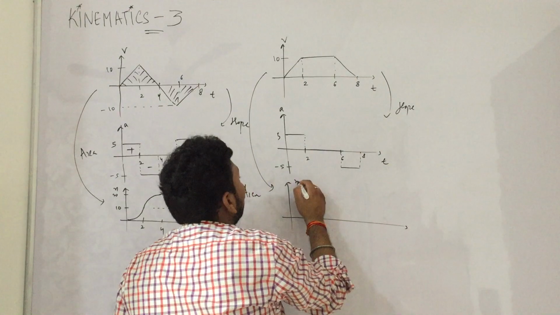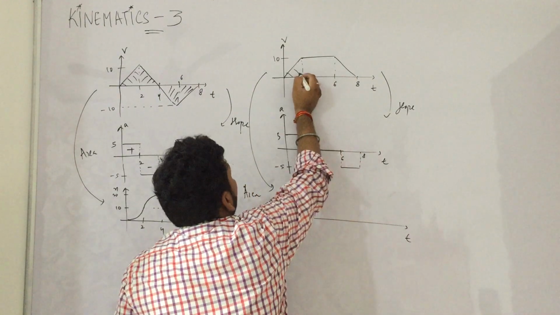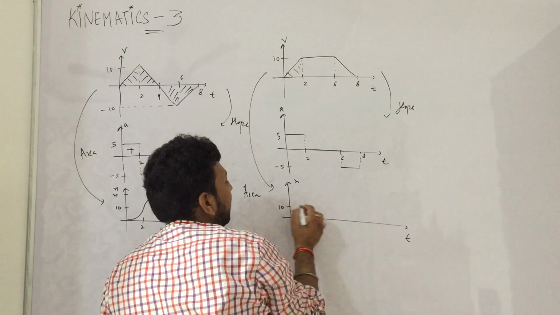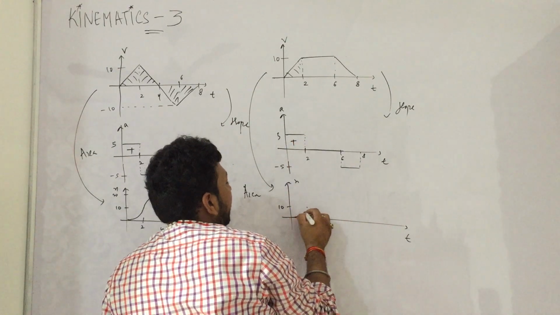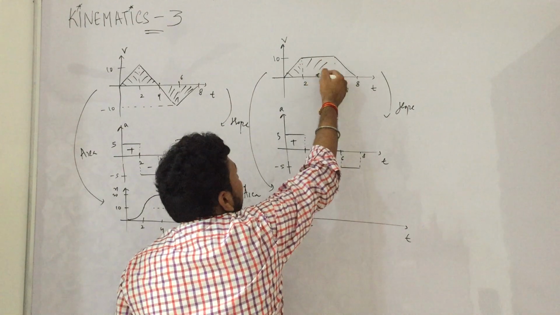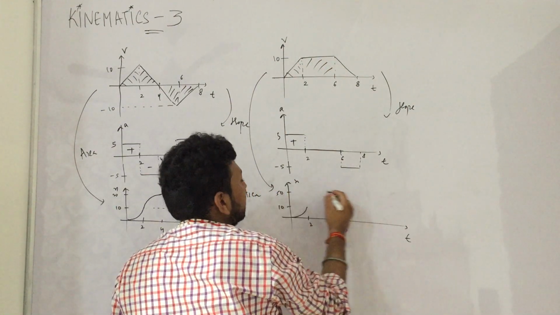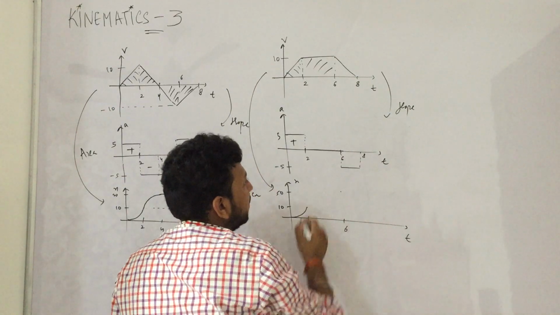We will find the area for the XT graph. Half into base into height. So how much do I have to reach? The point 10. Acceleration is positive, so it is an upward parabola. In the next 4 seconds, base into height is 40. I have to reach the point where x is 50. This point I have to reach.